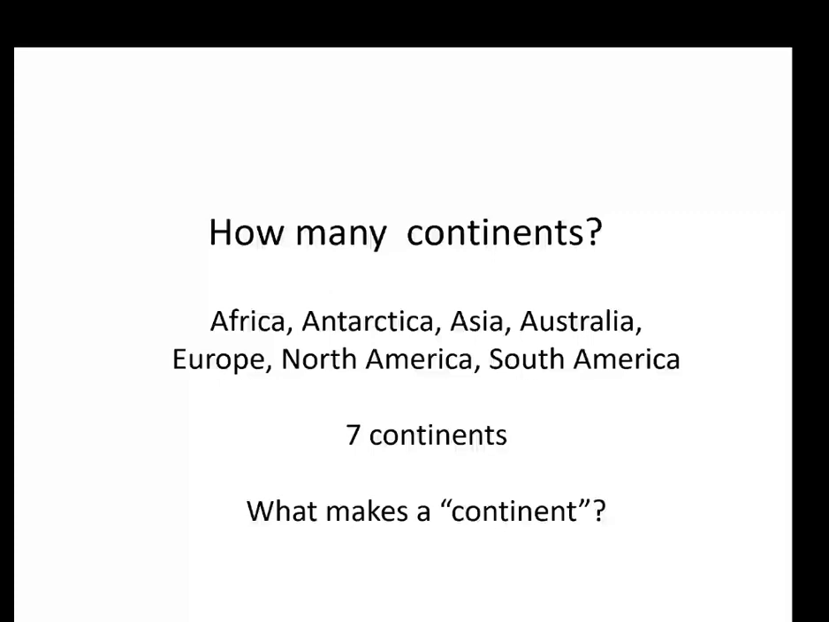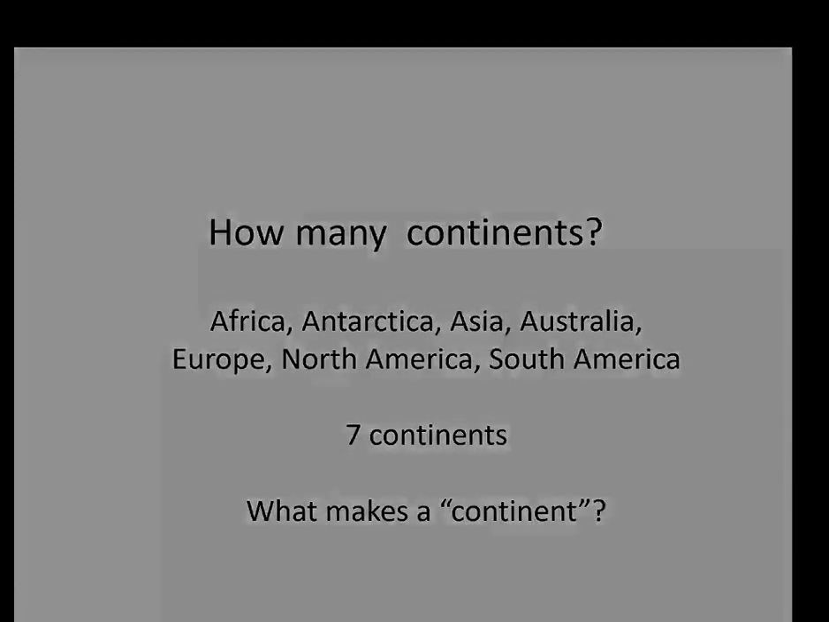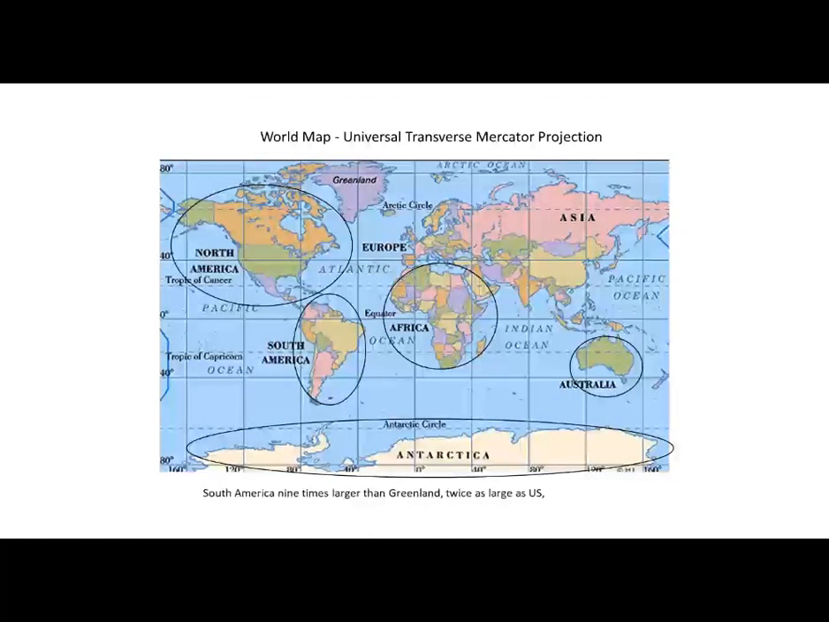If you are like most people in the United States, your list of continents is Africa, Antarctica, Asia, Australia, Europe, North America, and South America. That's 7 continents. But what makes a continent? We can separate Africa, Antarctica, Australia, North America, and South America from each other, because there is only a small connection to another continent, or no connection in the case of Australia and Antarctica. But what about Asia and Europe? Where does one end and the other begin?